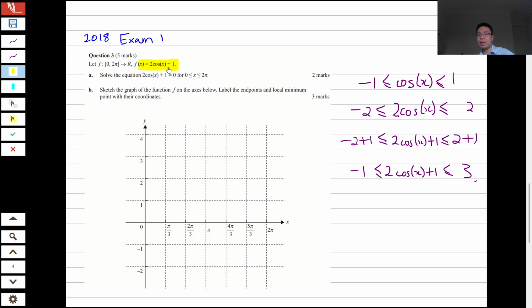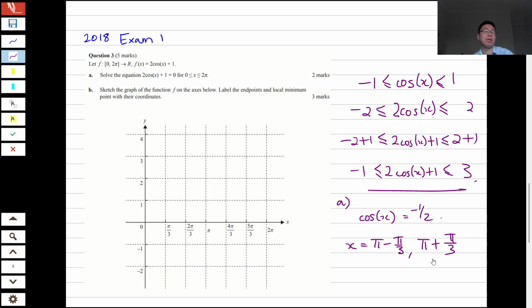And in this particular paper, they helped you to find the x-intercepts. So we'll quickly do that. So part A, we are asked to solve the equation cosine of x equals negative a half. And since cosine is negative in the second and third quadrant, we know that x is going to be pi minus pi on 3 and pi plus pi on 3. Since we know that cosine of pi on 3 is a half, and so that's going to give me 2 pi on 3 and 4 pi on 3 as my x-intercepts.